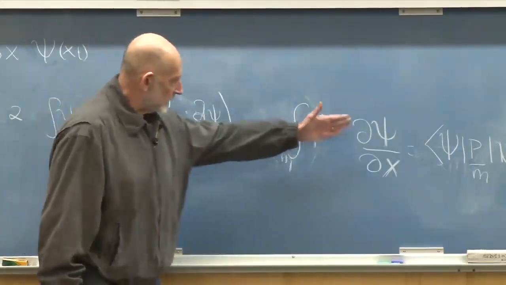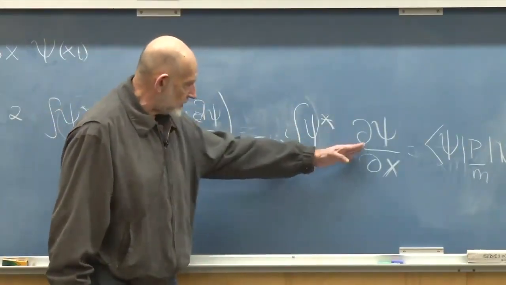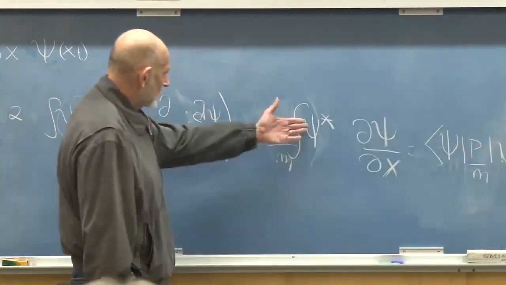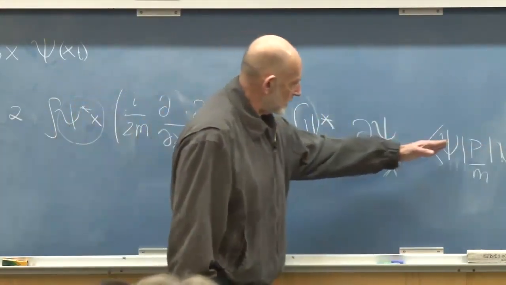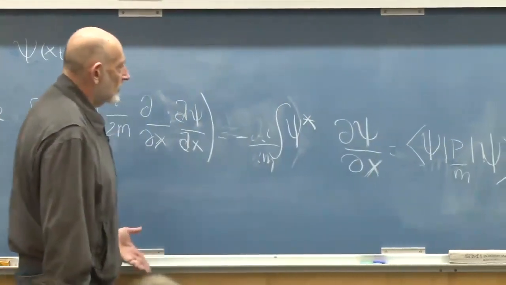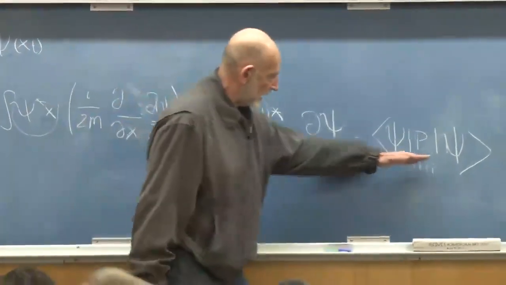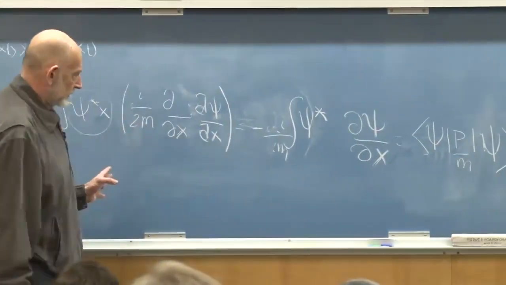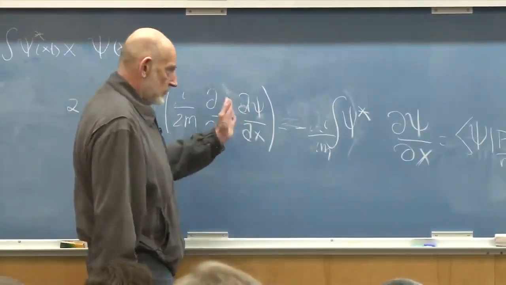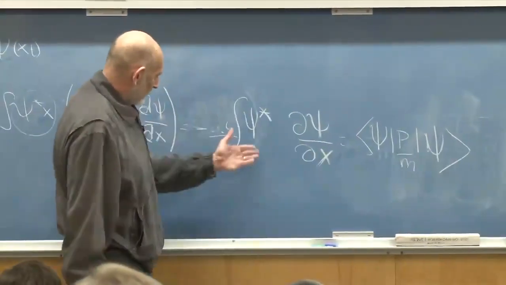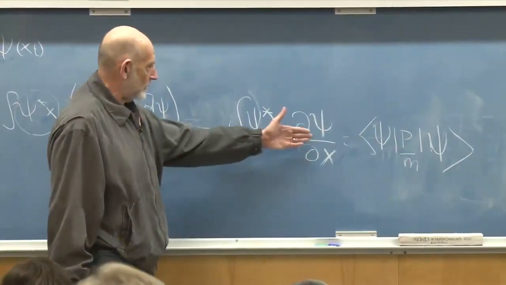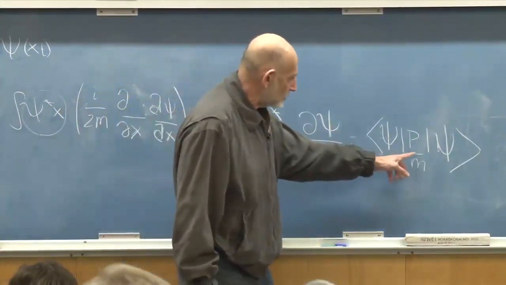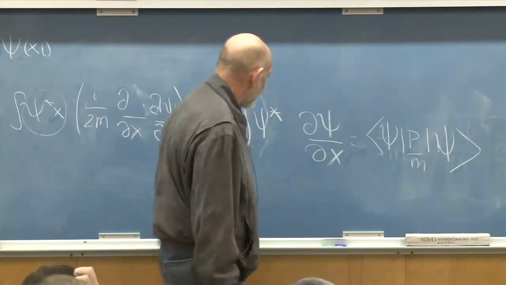Just look at it. Minus i d by dx on psi, that's the same as P on psi. Multiplied by psi star, that's the bra vector. Integrate over x, that's just taking the inner product. In fact, it's real. It looks imaginary because of this, but if you study it carefully, you find that it's real, and what it is is the expectation value of the momentum divided by m.